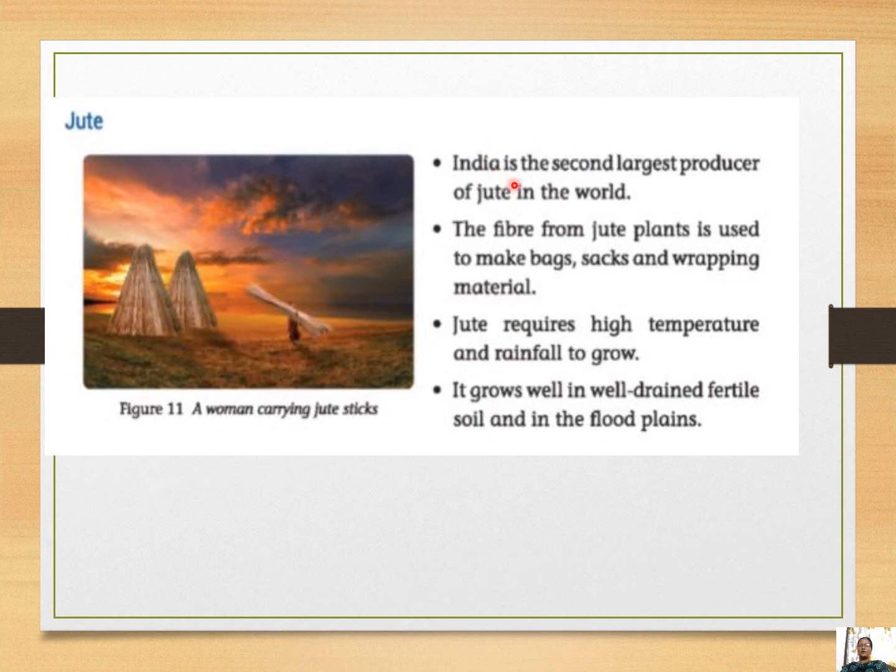Jute. India is the second largest producer of jute in the world. The fiber from jute plants is used to make bags, sacks and wrapping material. Jute requires high temperature and rainfall to grow. It grows well in well-drained fertile soil and in the floodplains.